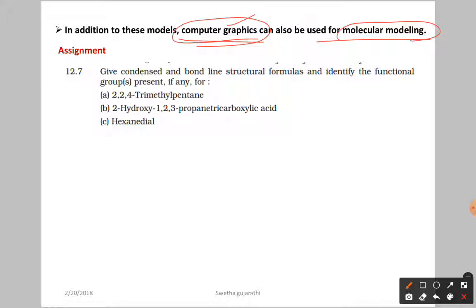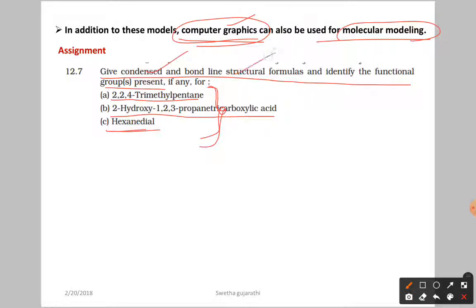Here we have some examples to work out. Give condensed and bond line structure formulas and identify the functional groups, if present. For each of the molecules you have to write the condensed and bond line structures. Here we have 2,2,4-trimethylpentane, 2-hydroxy-1,2,3-propanetricarboxylic acid and hexanediol, okay. So you have to write the condensed and bond line formulas. Just work it out, okay. If you do the examples, then only you can get clarity on the concept.